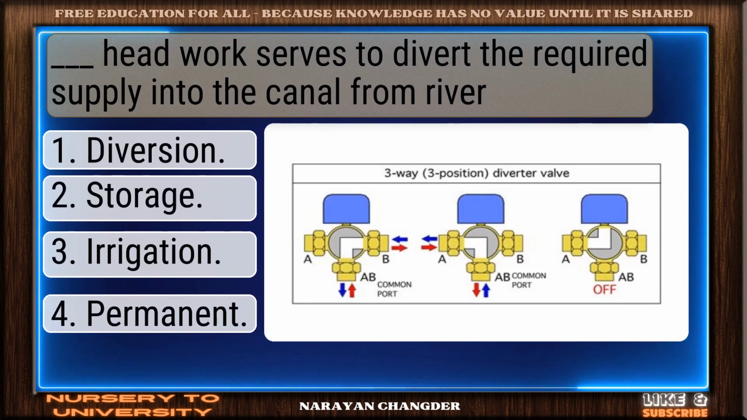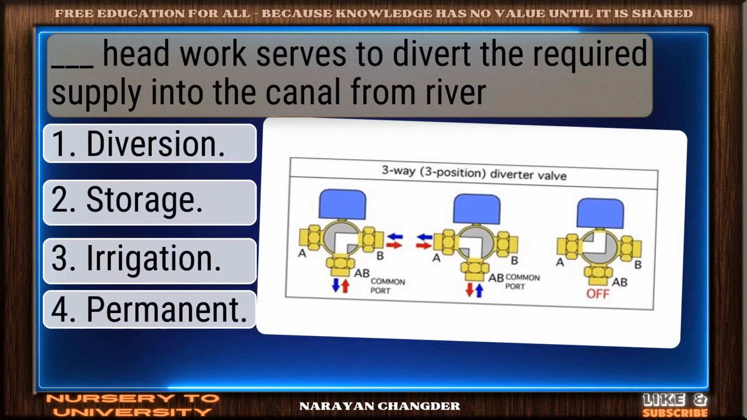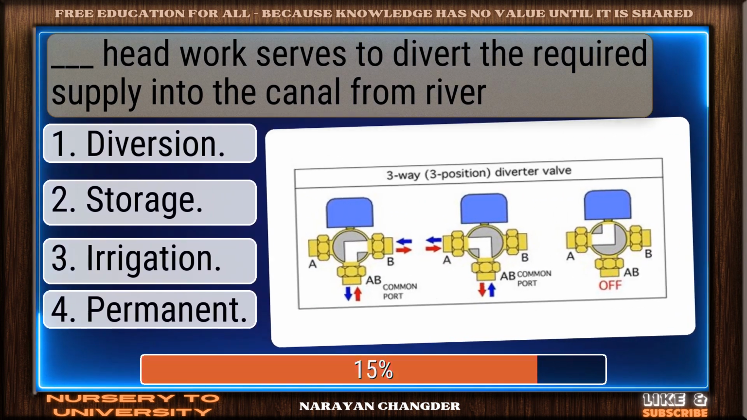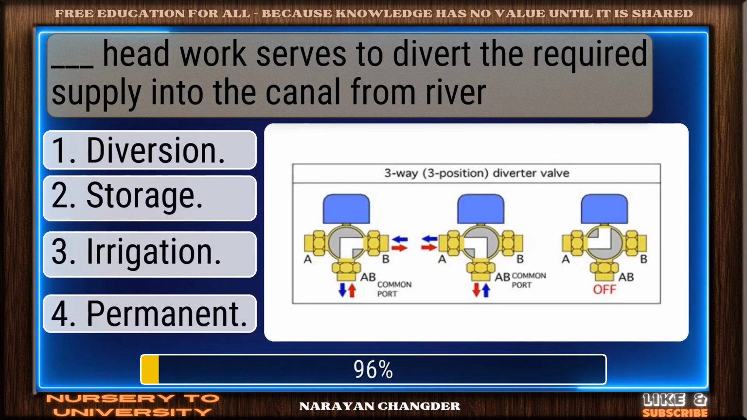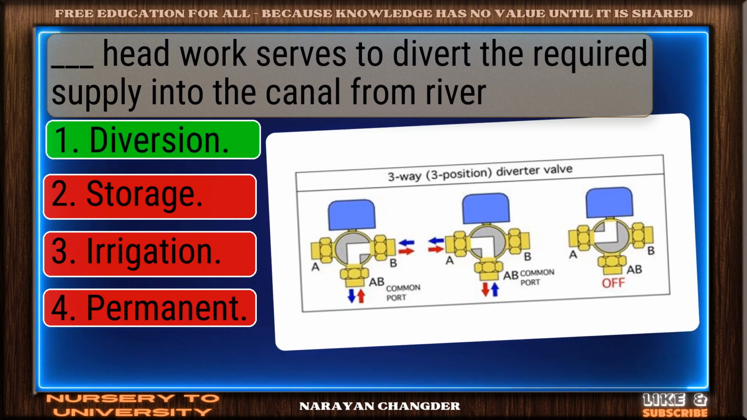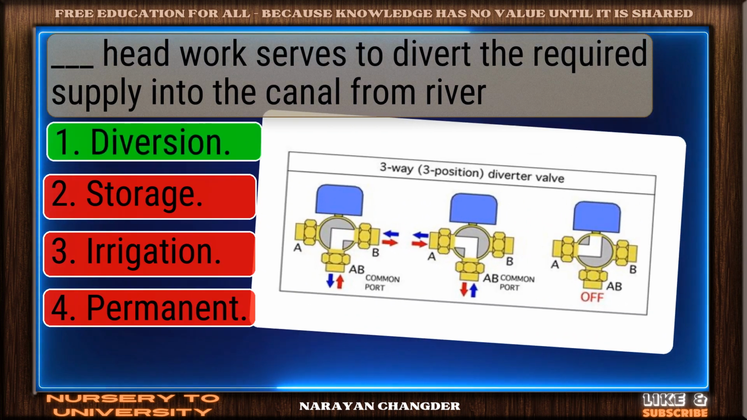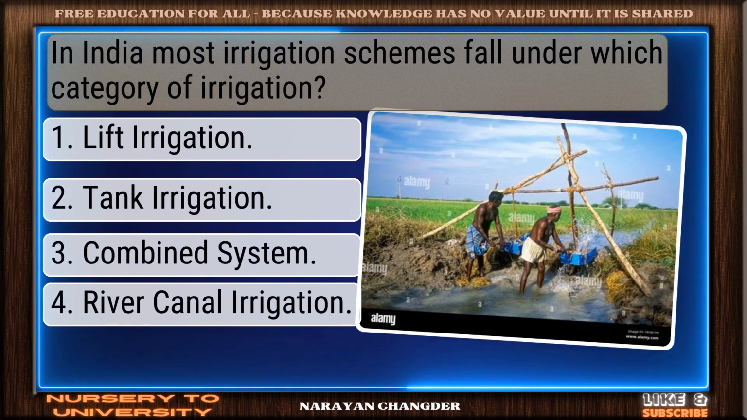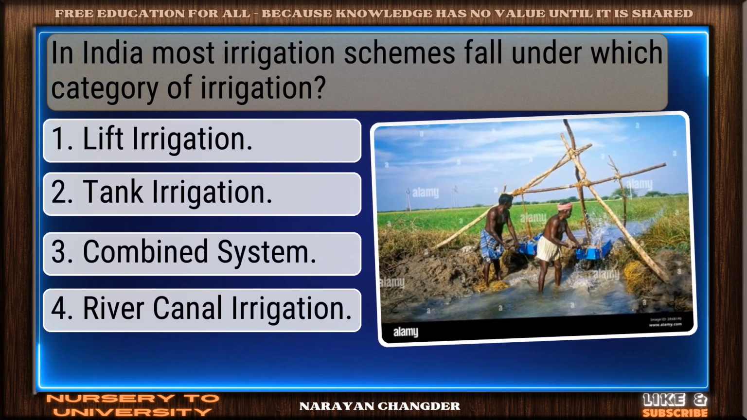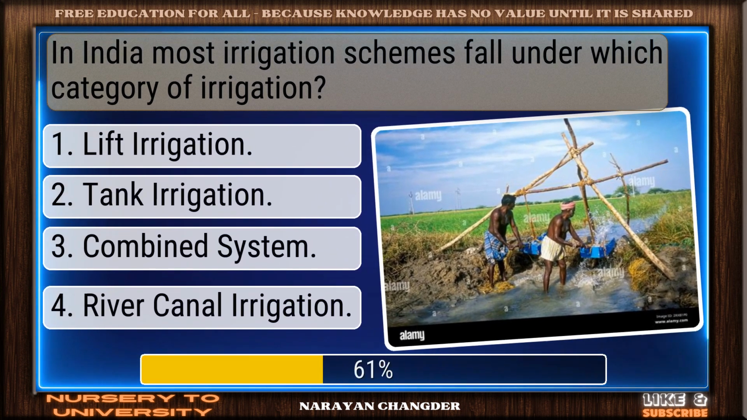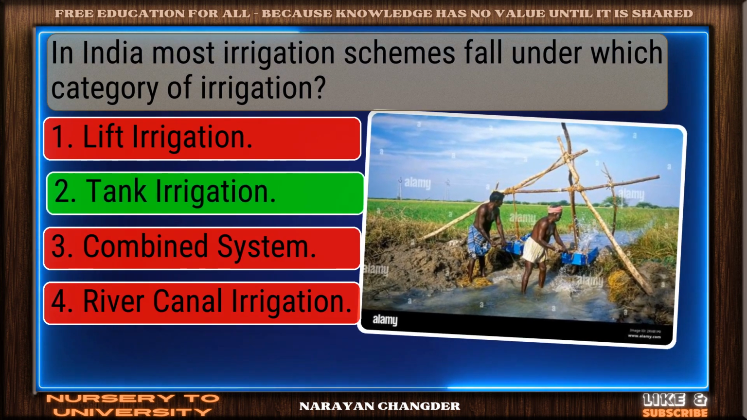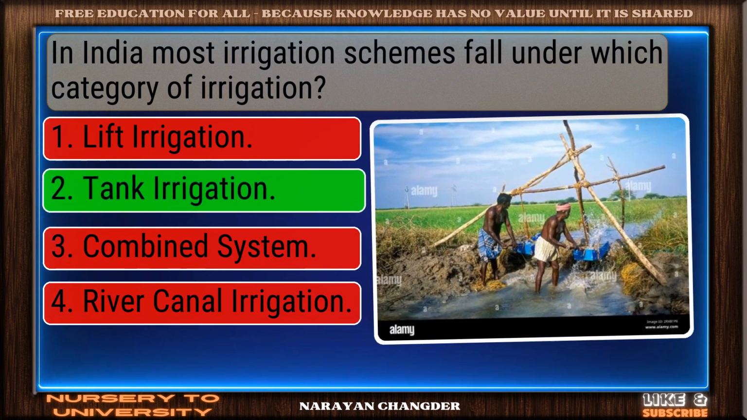Dash headwork serves to divert the required supply into the canal from the river. Perfect. Diversion is the correct choice. In India, most irrigation schemes fall under which category of irrigation? Great thinking. Tank irrigation is the right choice.